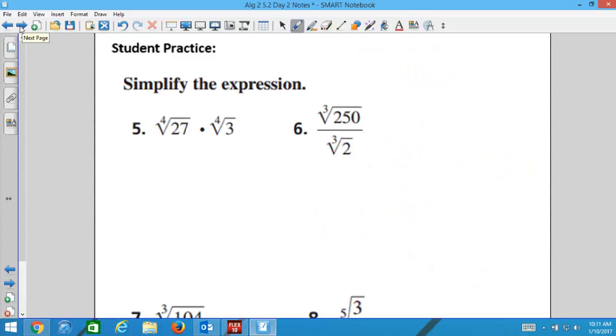Number 5, 6, 7, 8. I'm going to give you a moment to try them, any of them, and then we are going to go over those together on the video. One thing you should not be doing is only using your calculator. You can multiply 27 times 3 if you need to, but other than that, I don't want you to type in the 4th root of 27 times 3.